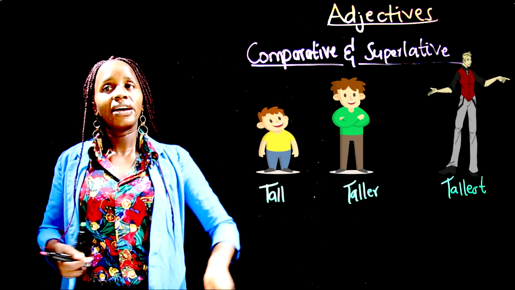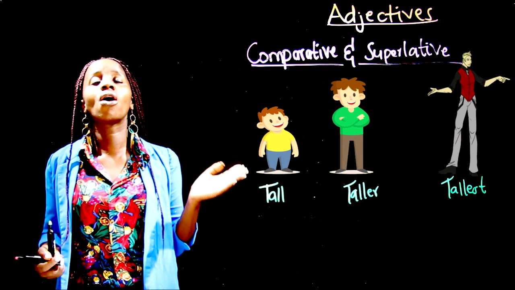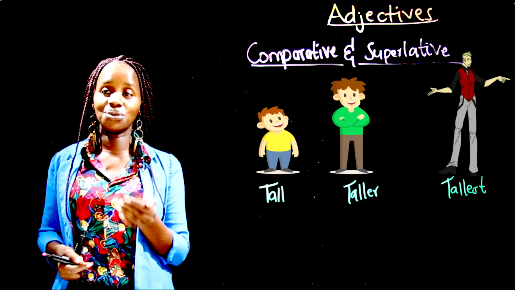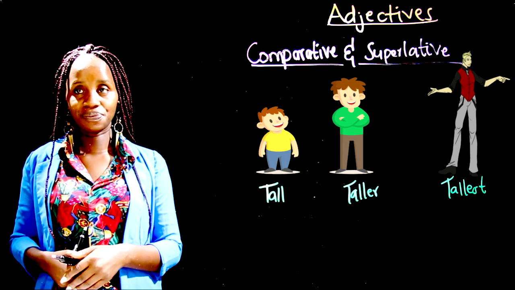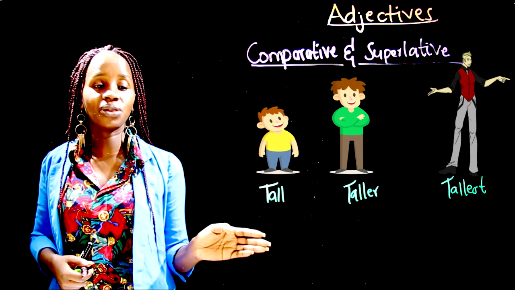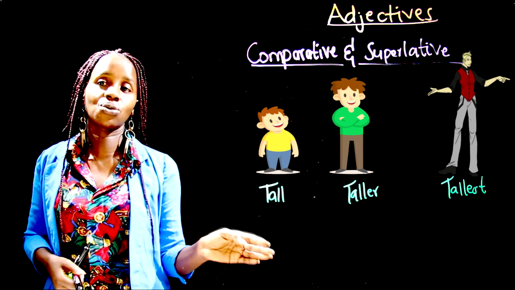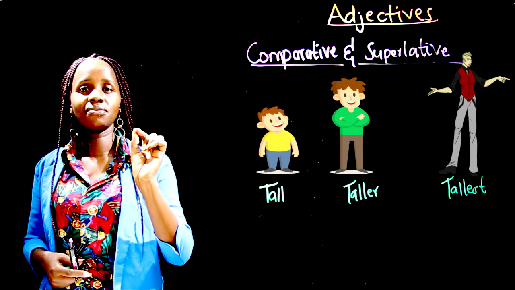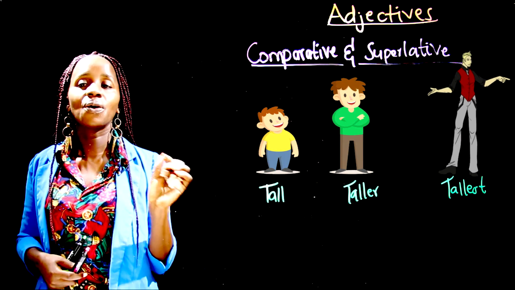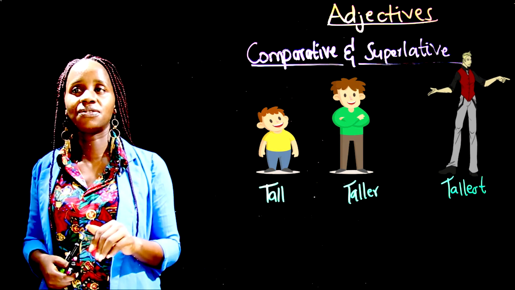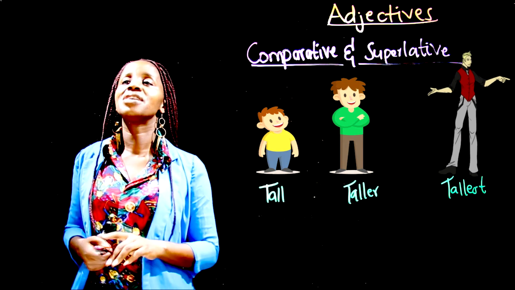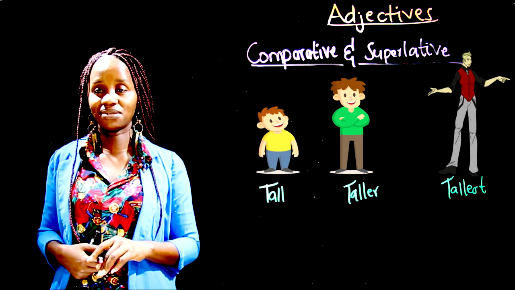Okay? So KICC is the tallest building in Nairobi. I'm not sure about that, but I'm using this as an example. Okay? So we only follow this rule with regular adjectives. So let us look at what happens to irregular adjectives.